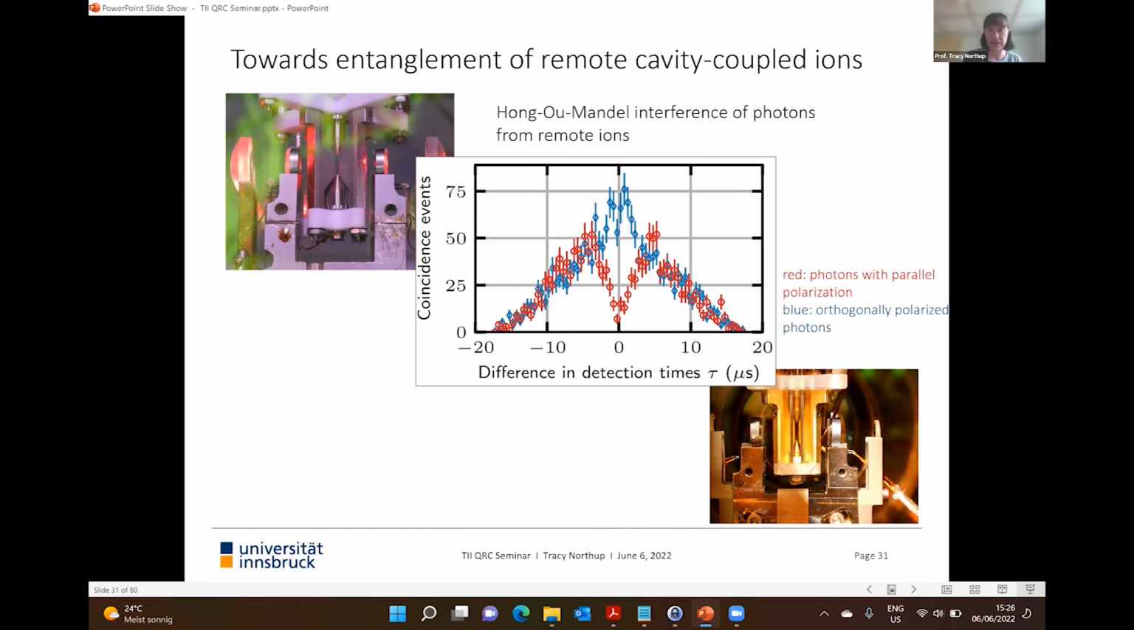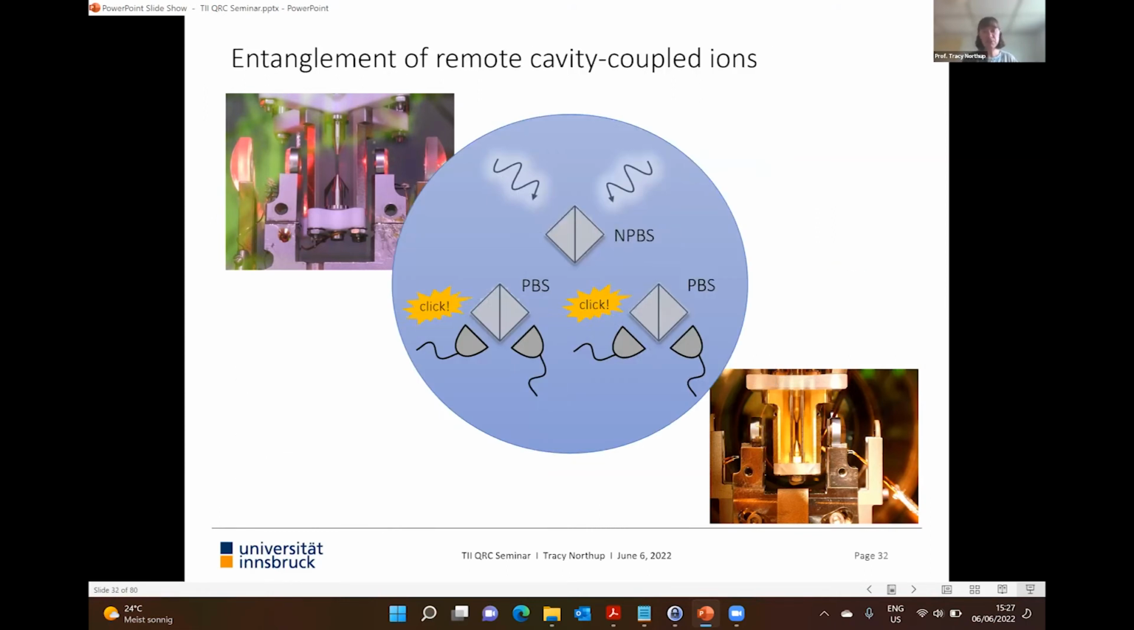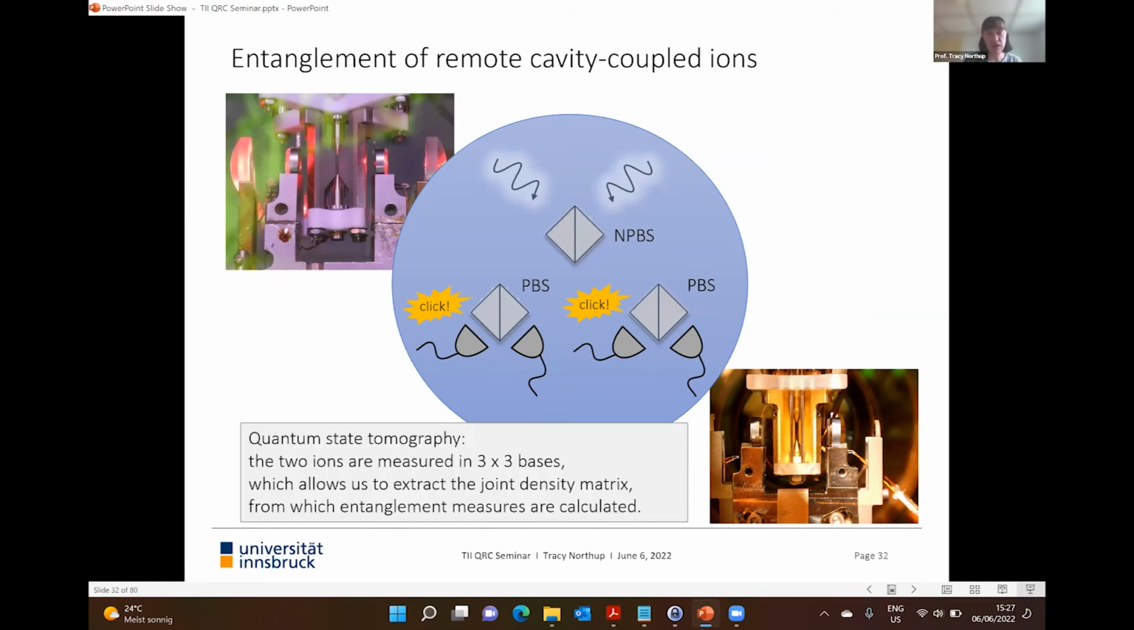And then that required a lot of technical challenges that we've been working on for some years. Timing synchronization between the two labs, frequency synchronization. So how do we make sure that the cavities are really the same, generating photons at the same frequencies, and making sure that we stabilize the polarization of the link between the labs. And then we take the photons from the different labs, we send them to a polarizing beam splitter, and we perform what's called quantum state tomography. We measure the ions in different bases. That allows us to extract a joint density matrix from the ion-ion system. And then we can go ahead and calculate any entanglement measures that we want.